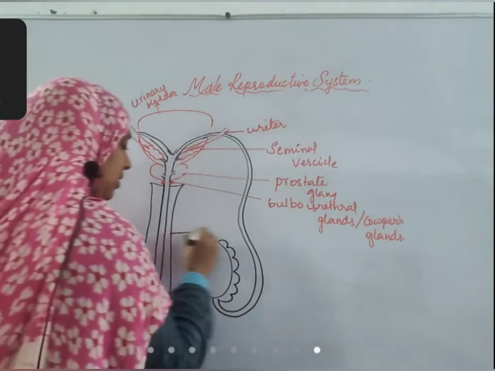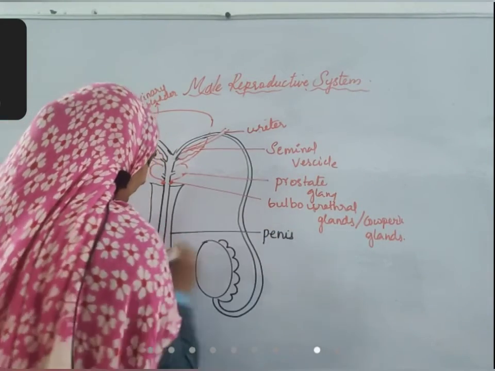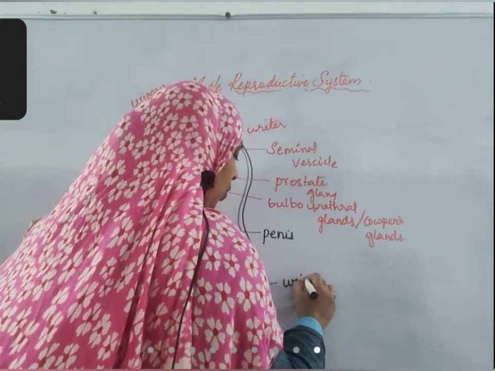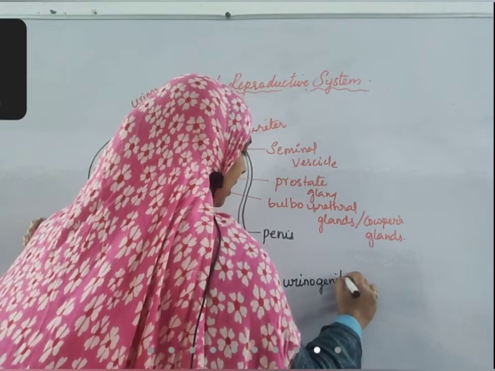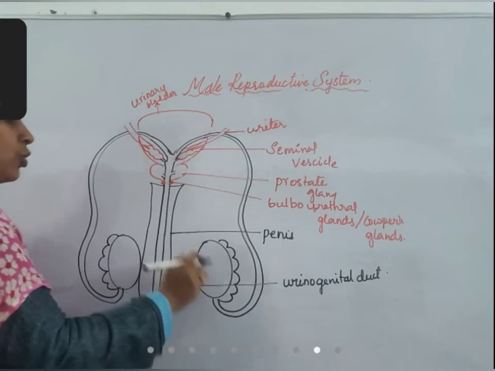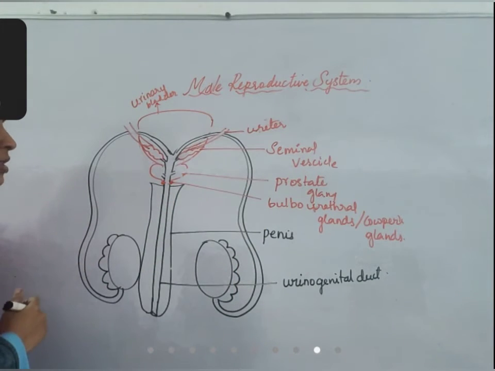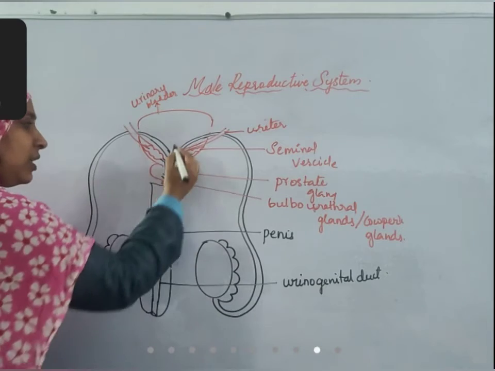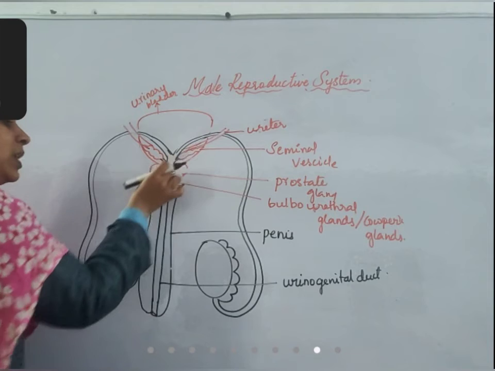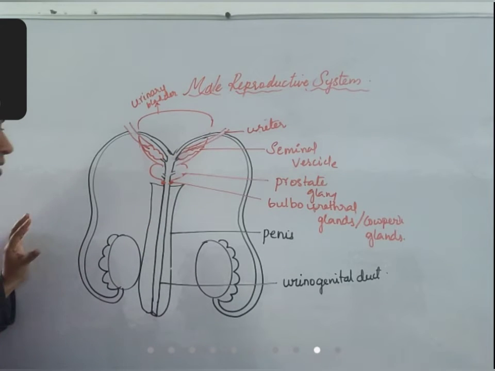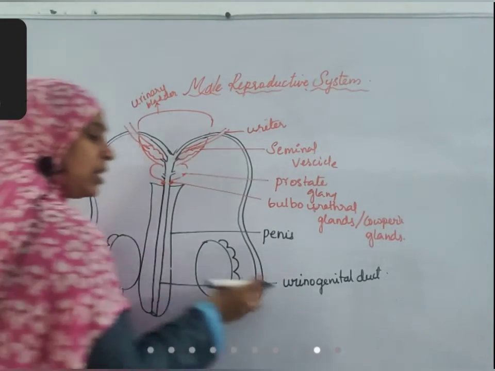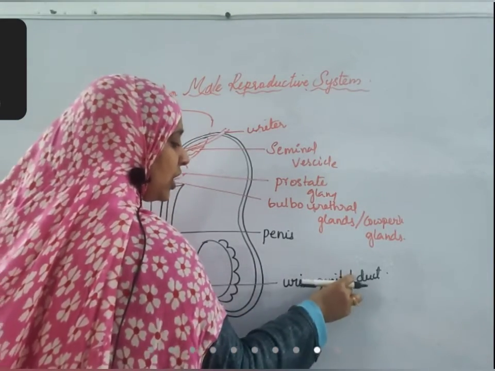Okay, this part is called the penis, and the duct present inside this penis is called the urinogenital duct. Why? It is an outlet for all those substances secreted by the reproductive system. It is also an outlet for the urine coming from the urinary bladder, which stores the urine. It opens into the same duct. So this is a common passage between the reproductive system and excretory system. That is why it is called the urinogenital duct.